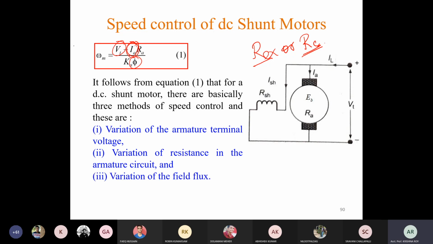And the third method is variation of the field flux. That we can do by connecting one external resistance in the field circuit, and varying that resistance we can control the field current. Now we know that this field flux is a function of field current If or Ish. So if we change this field current, this flux will change, and we can see from equation 1 that the speed is inversely proportional to flux phi. So these are the three possible methods.